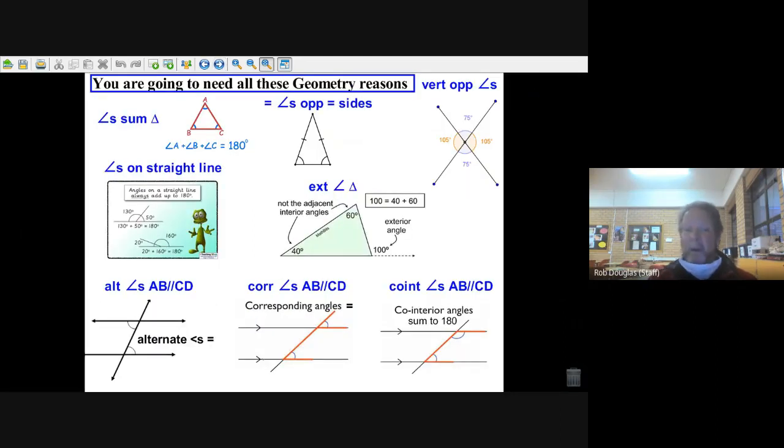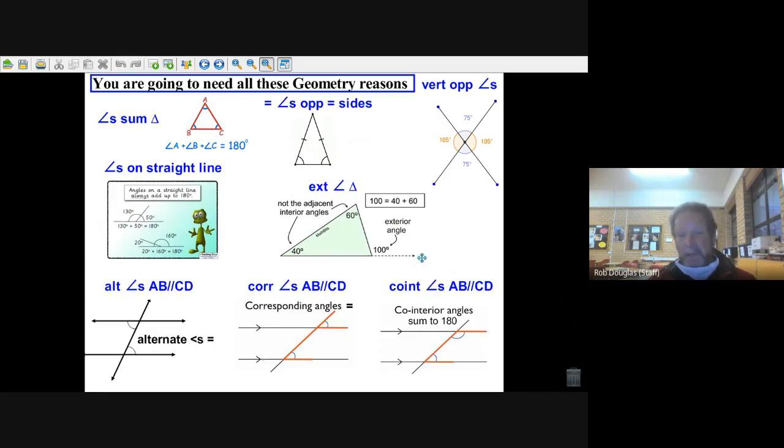Okay, and there's 1, 2, 3, 4, 5, 6, 7, 8 geometry reasons from grades 7, 8 and 9 that you just need to use all the time, all the way to grade 12, as long as you stay in geometry. The first one is the angles in a triangle add to 180 degrees. If you've got two sides that are equal, the two angles are equal. If you cross two lines, the angles opposite are equal. The angles in a line add up to 180 degrees.